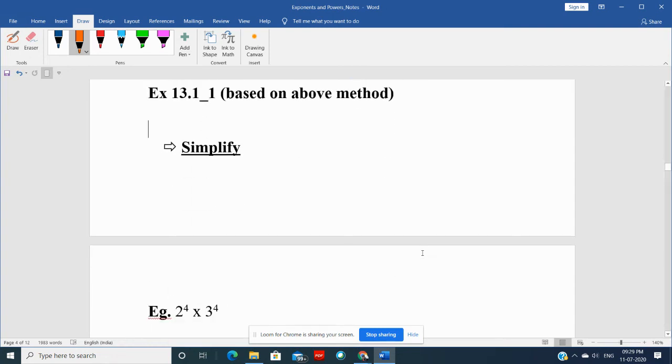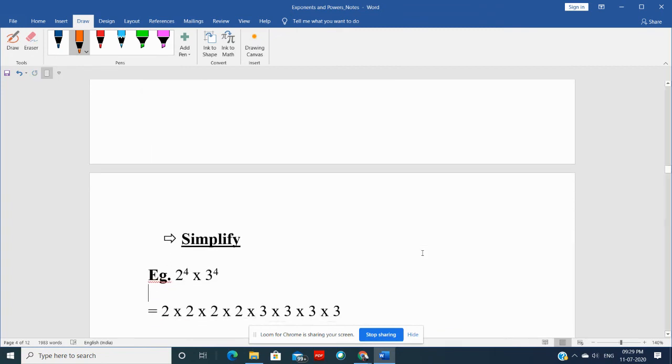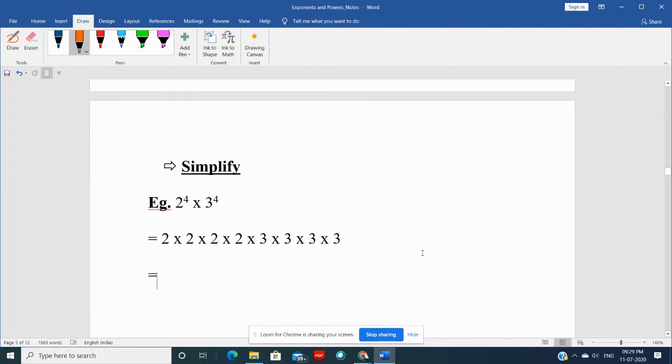Now, let's talk about some more concepts or topics like simplify. They will give you simplify. Simplify, find the value, they all are the same, okay? But here, if you can see, there are different numbers with the same power, but that's okay. There may be different powers also.